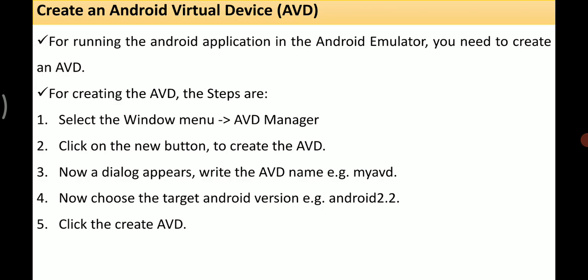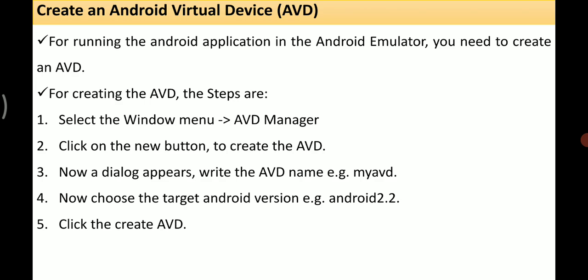Then a dialog box appears. When the dialog box appears, we have to write the AVD name. For example, our AVD name is myAVD. Then we are supposed to choose the target Android version. For example, if we have Android 2.2, we choose that as the target Android version. Then we click on Create AVD.